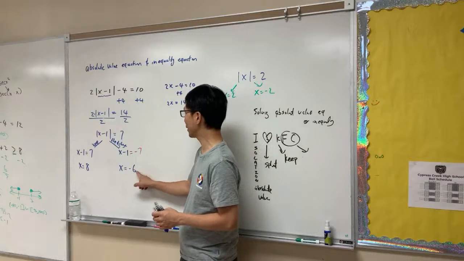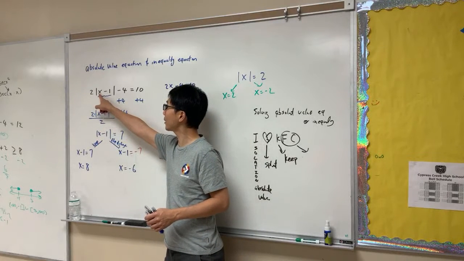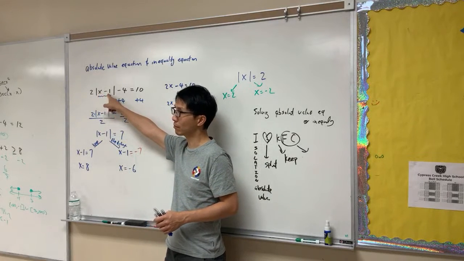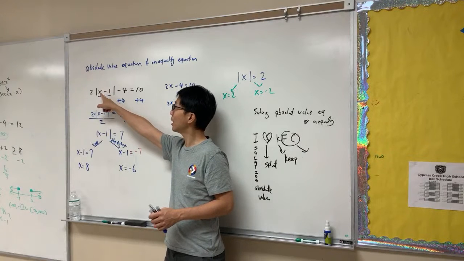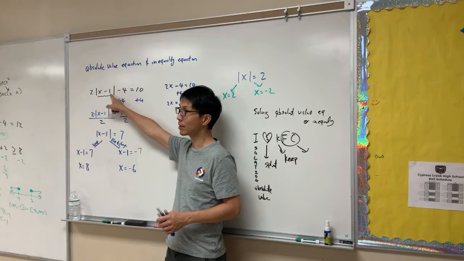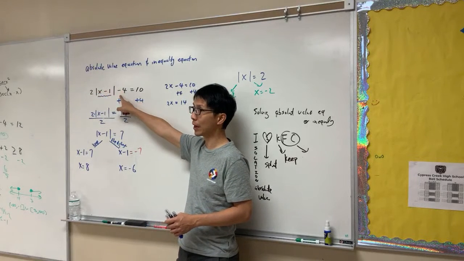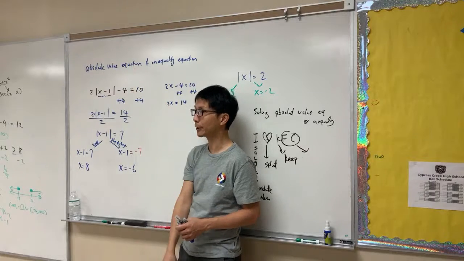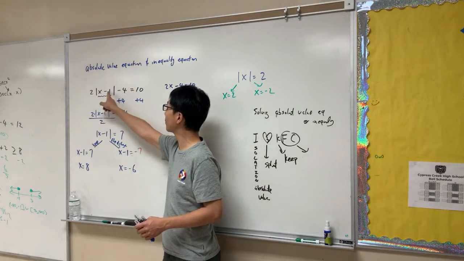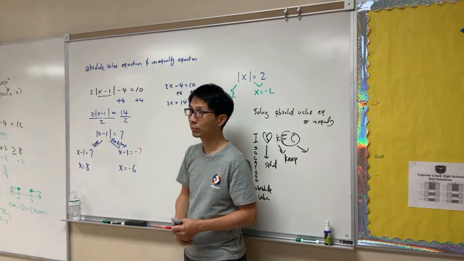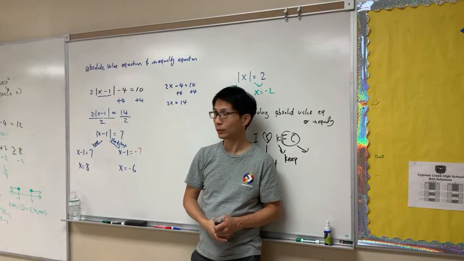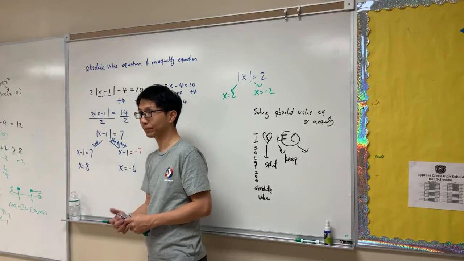Think about it. If I plug in negative 6, what happens? Negative 6 minus 1 is what? Negative 7. The absolute value of negative 7 is what? 7. 7 times 2 is 14. 14 minus 4 is 10, which is perfect. If I plug in 8 minus 1, same thing. So those are the answers. You got 2 answers here.